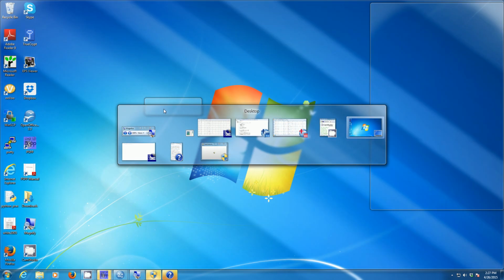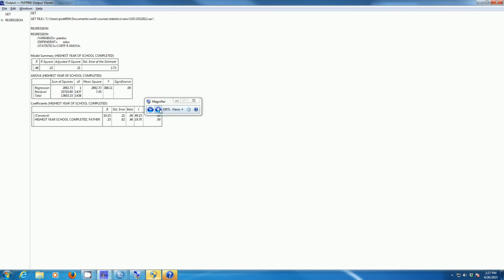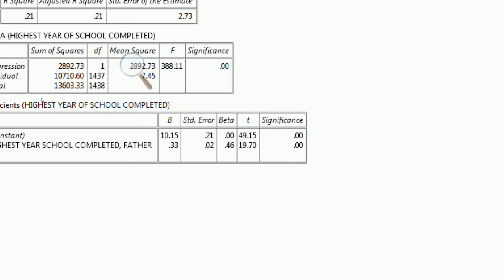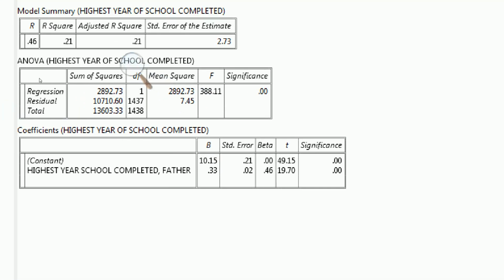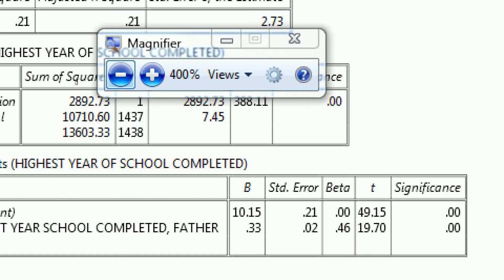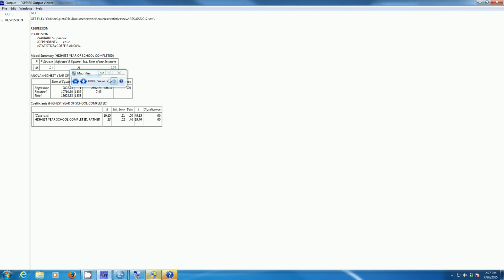We just have to go to our output window, and if we zoom in, we see that we get the same values that SPSS gave us. So R square of about 0.21 or 21% of the variation in the dependent variable is explained by the independent variable. We have an intercept of 10.15 and a slope of 0.33. And so we get the same results whether we use PSPP or SPSS, and either one's fine in this case.